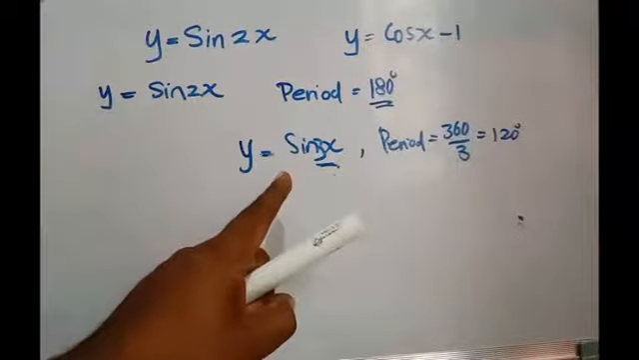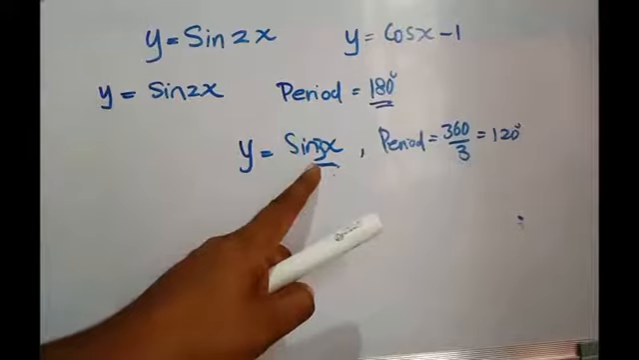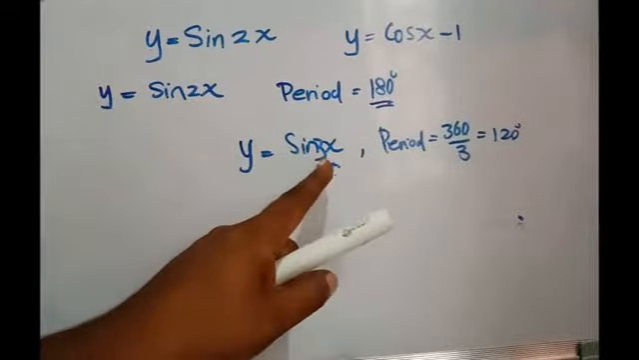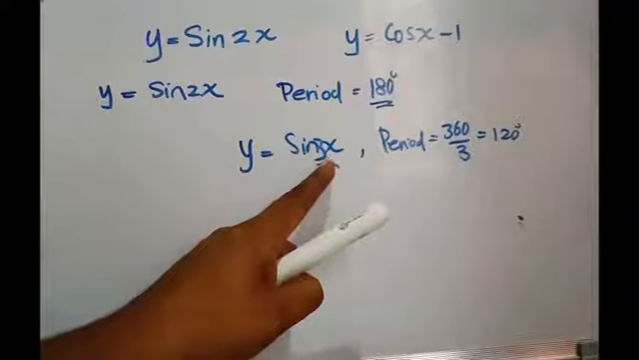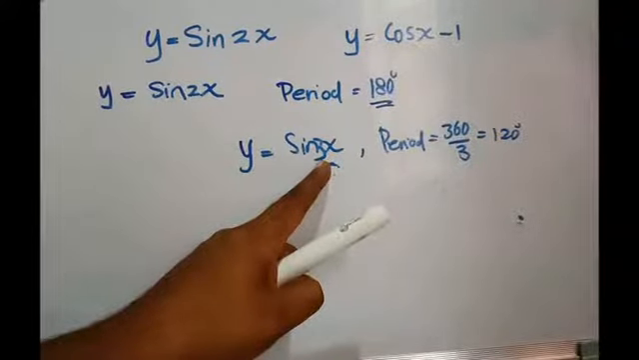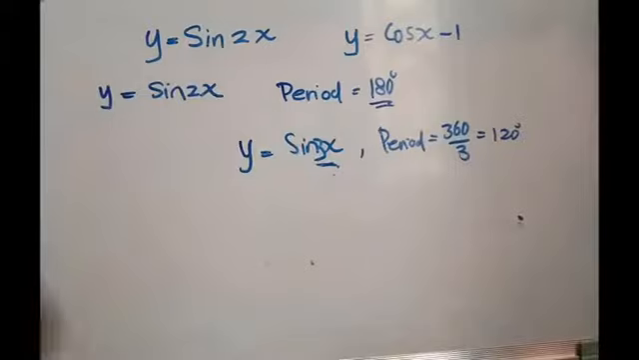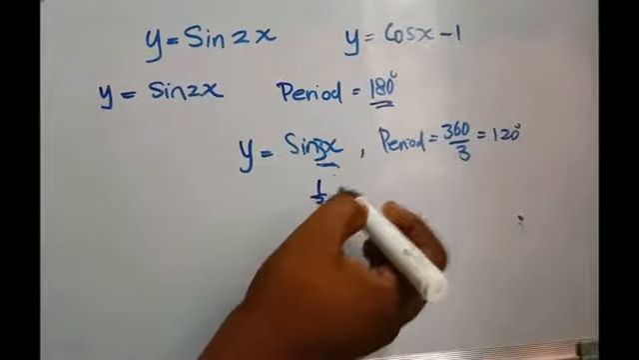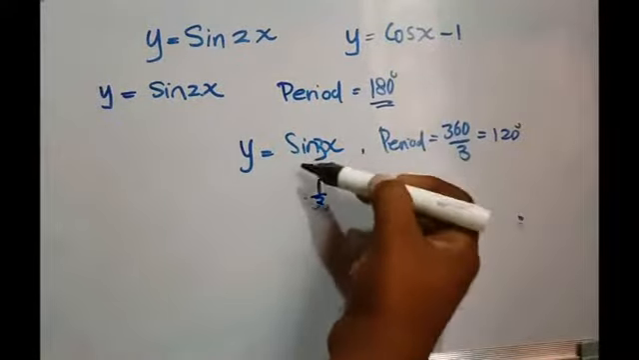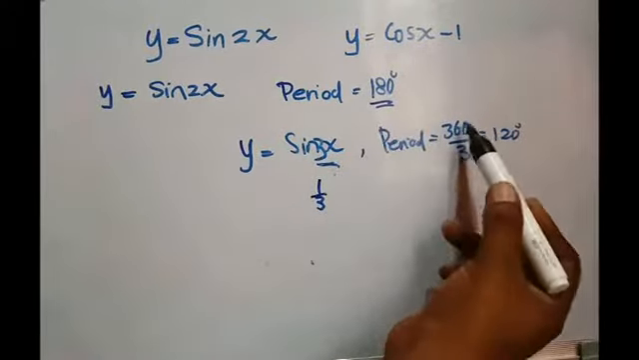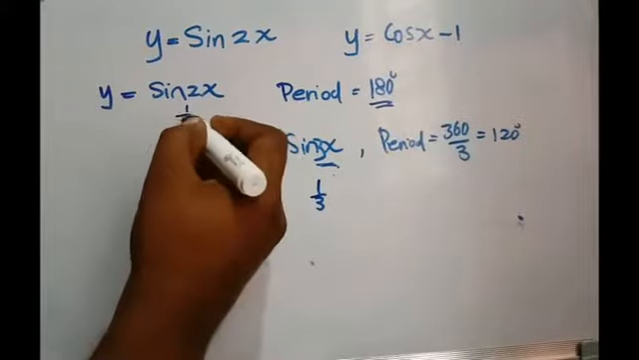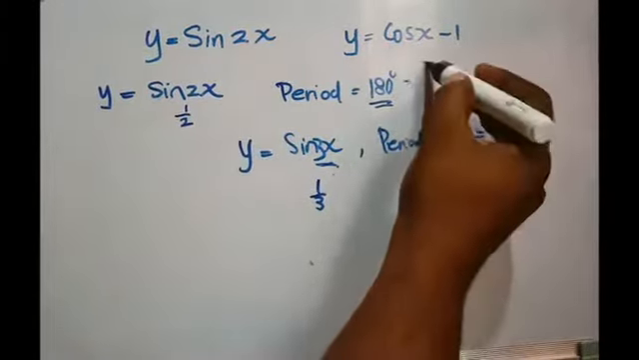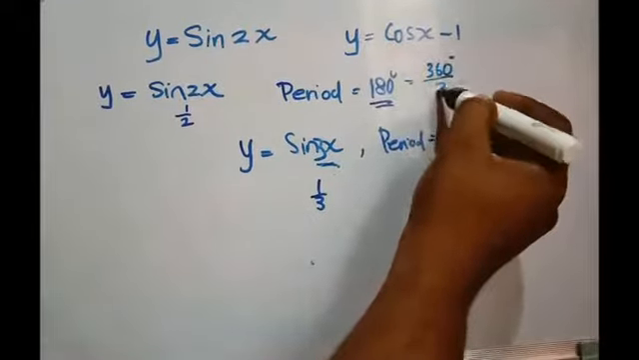Compare with another example, y equals sine 3x. If you compare y equals sine 3x, you can understand there is a horizontal stretch, because x has a change. There is a horizontal stretch with a stretch factor 1 by 3. That means the period of y equals sine 3x is 360 divided by 3, which is equal to 120. Here the stretch factor was 1 over 2, so the period is 360 divided by 2.